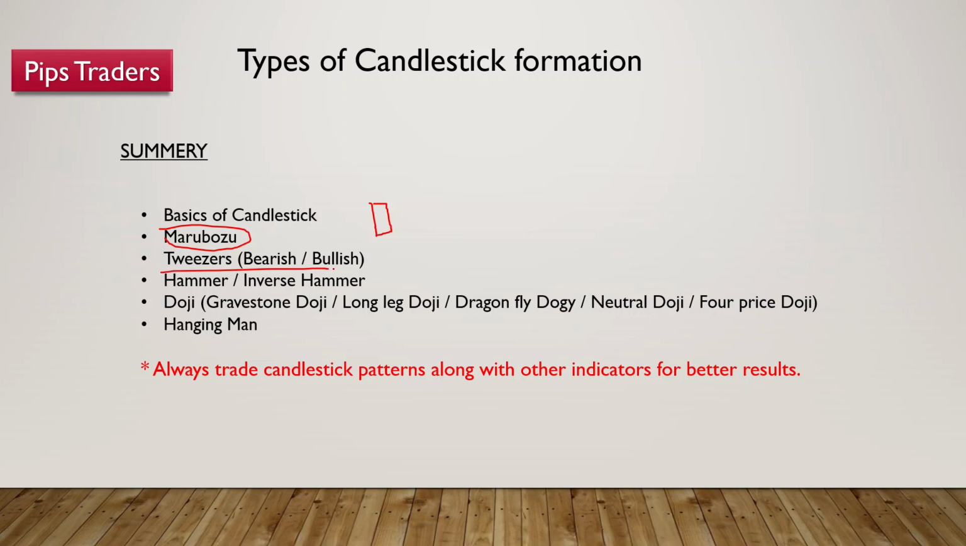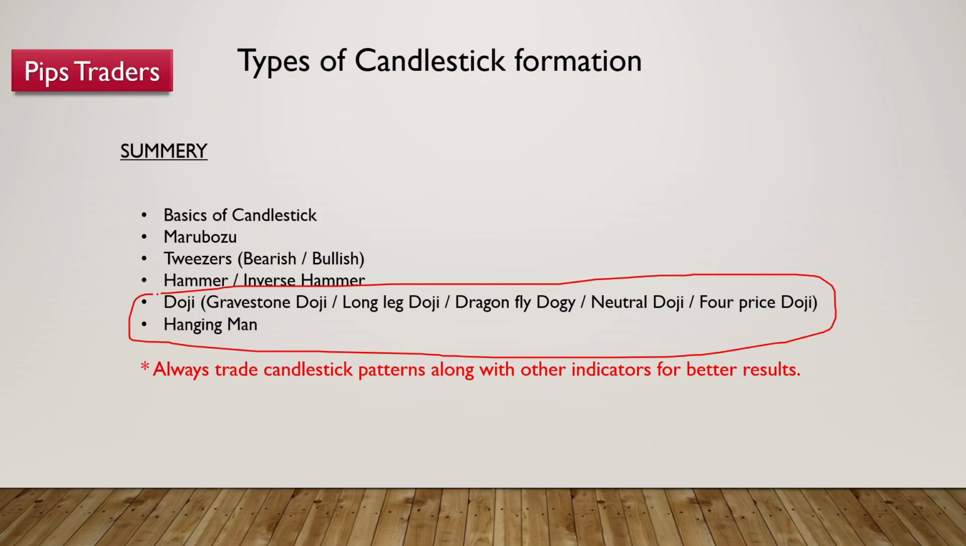Next we have hammers and inverse hammers. Hammers are usually formed at the end of the downtrend and it indicates trend reversal from bearish to bullish. Next we have doji. In doji we have 5 kinds of doji, but usually when doji forms, it represents less volatility in the market. It shows the indecision in the market. Nobody is interested in that particular price level.